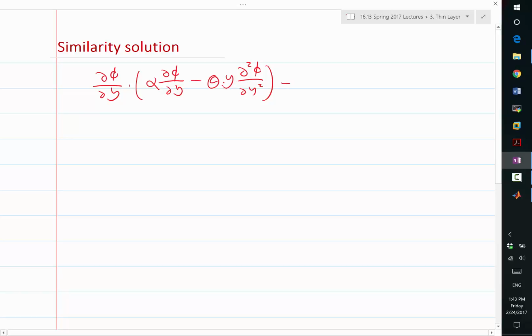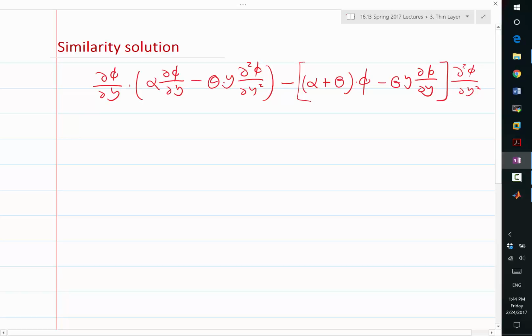And I'm going to minus a d phi dx, which is substituted as alpha plus theta times phi minus theta y times d phi dy. So this is my d phi dx, and times the second derivative of phi with respect to y. So this is the convection term now, right?